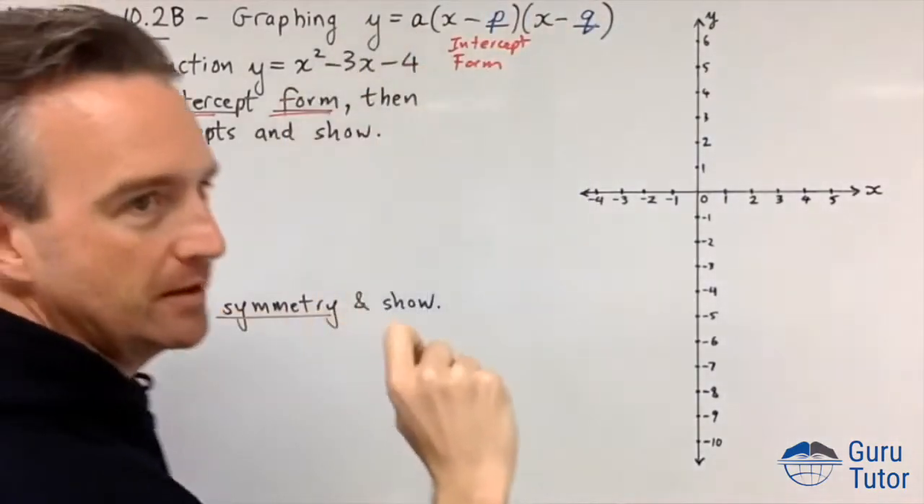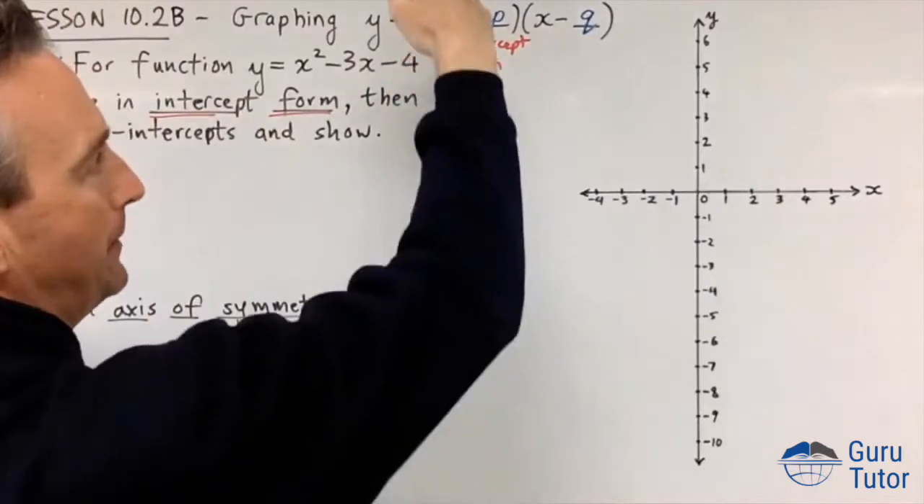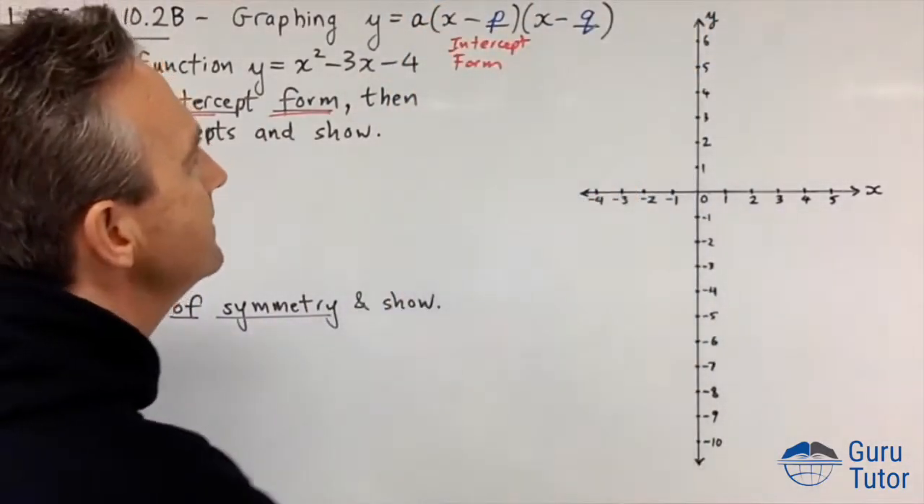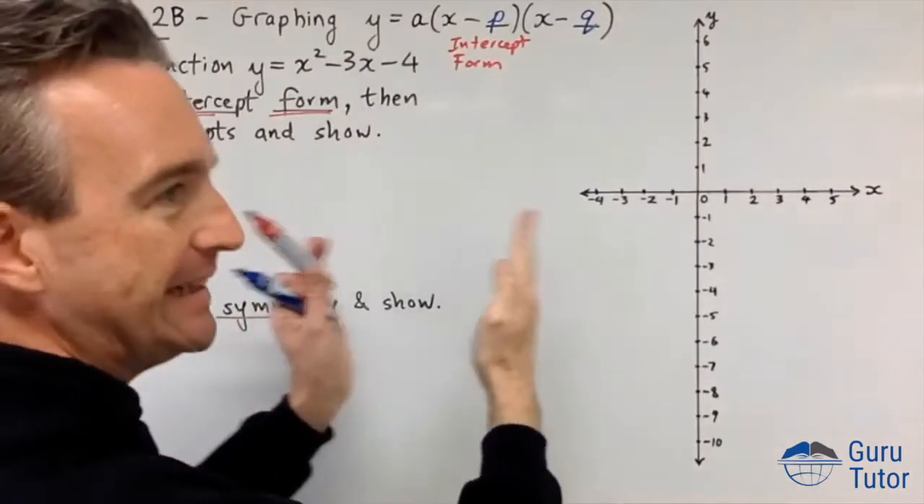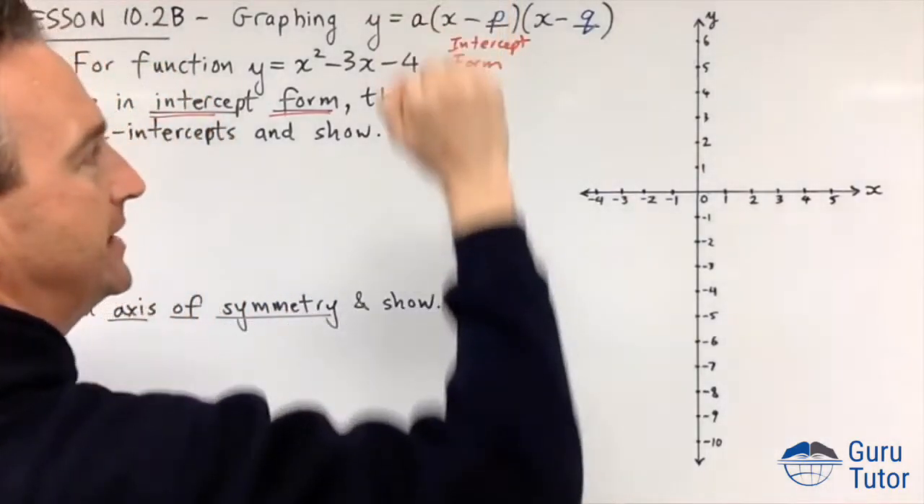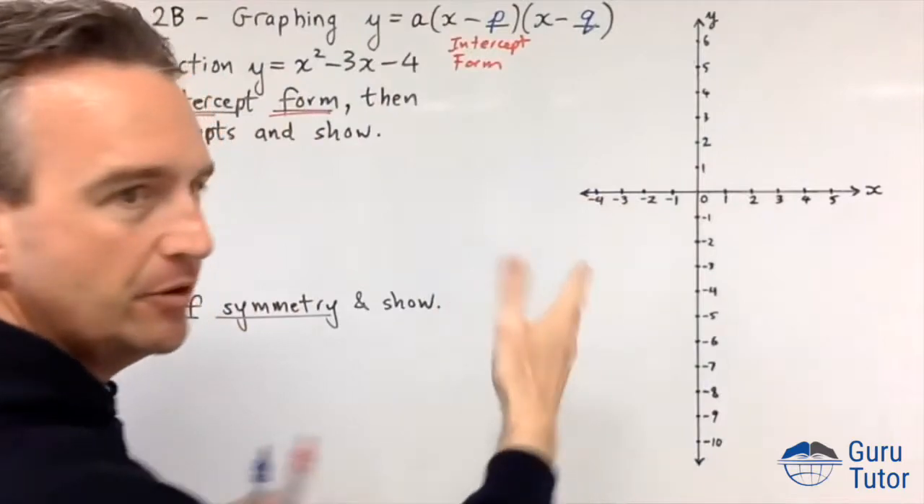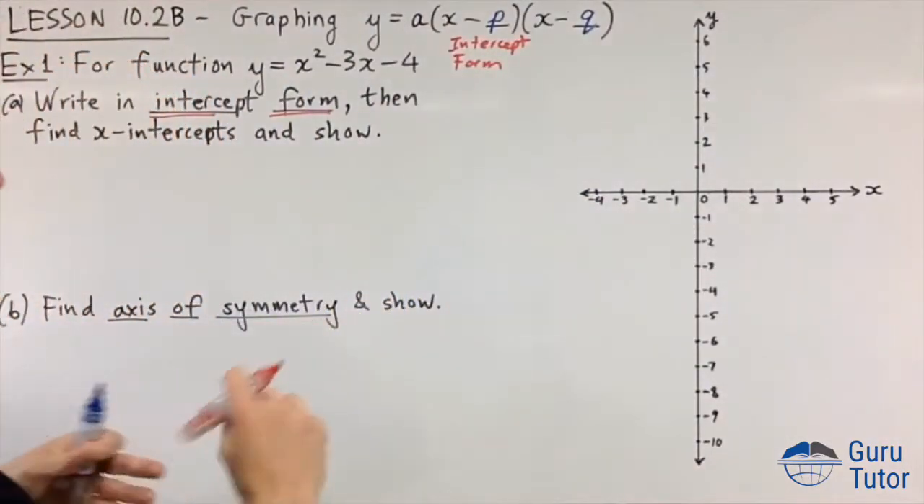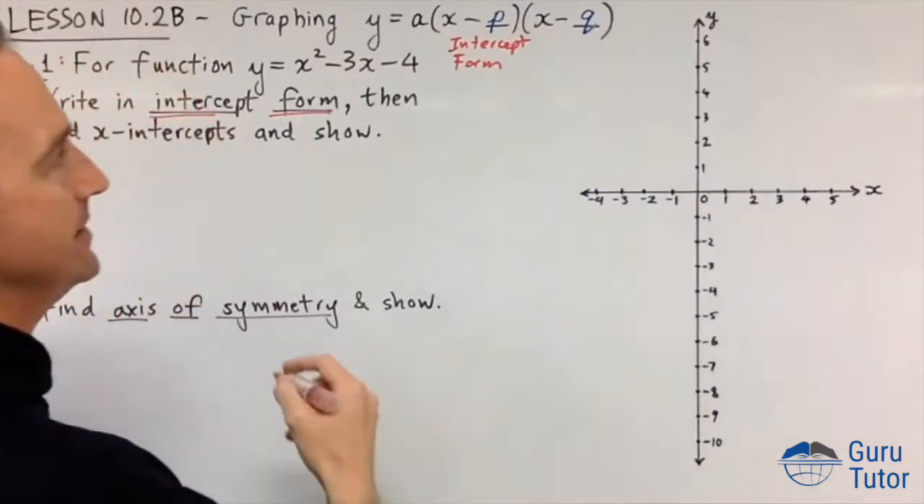A is the same as it always is. If a is positive, that means it opens up. If a is negative, it means it opens down. And if a gets larger, then it gets skinnier. It stretches away from the x-axis. And if a gets closer to 0, it shrinks towards the x-axis. What p and q are, are the x-intercepts.